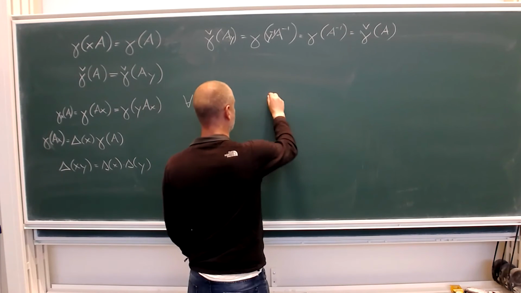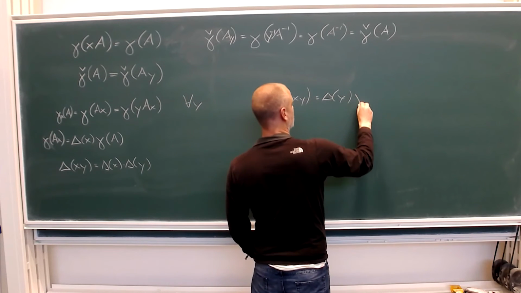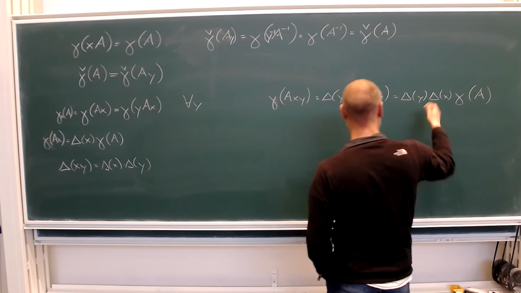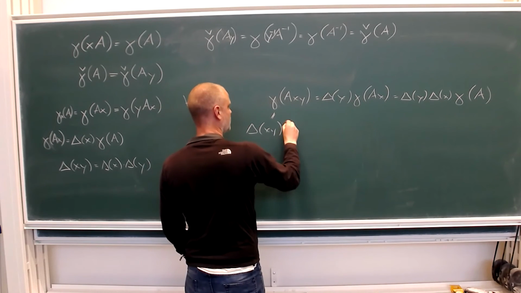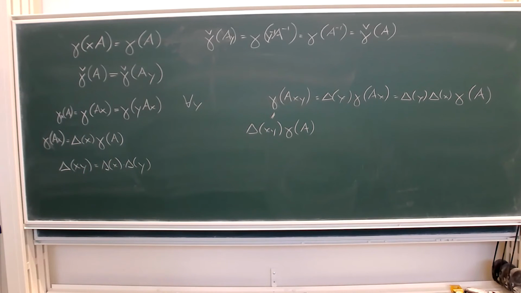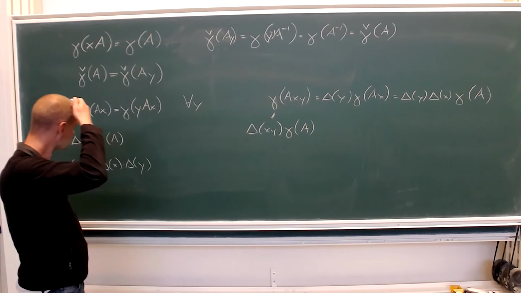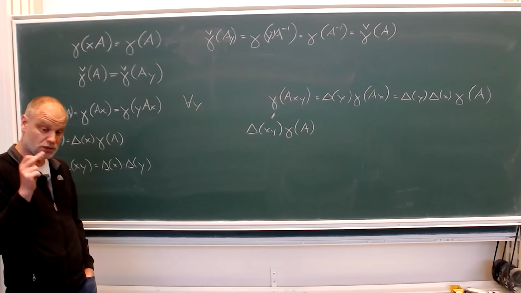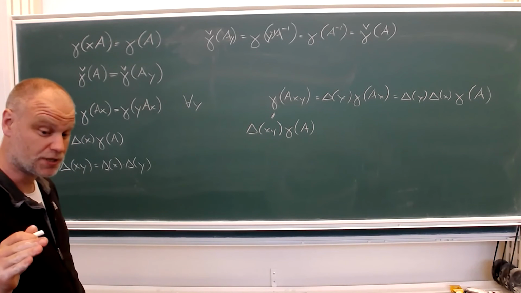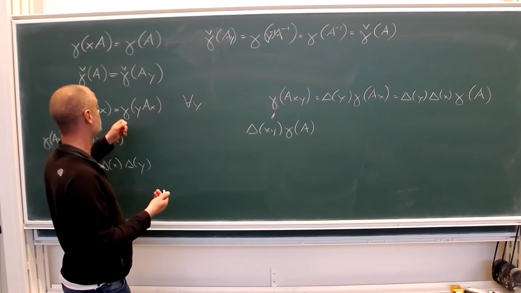okay, let me do the computation. So delta of x times y is delta of y, and gamma of ax, which in turn is then delta y and delta x, gamma of a. And more immediately, this is delta of xy and gamma of a. But this has a very funny consequence. So continuity, armed with this multiplicative property, shows that if the group is compact, then this function is actually unimodular, constant equal to 1.